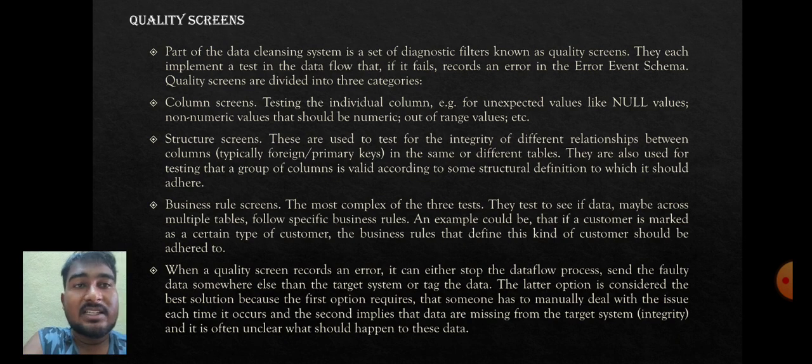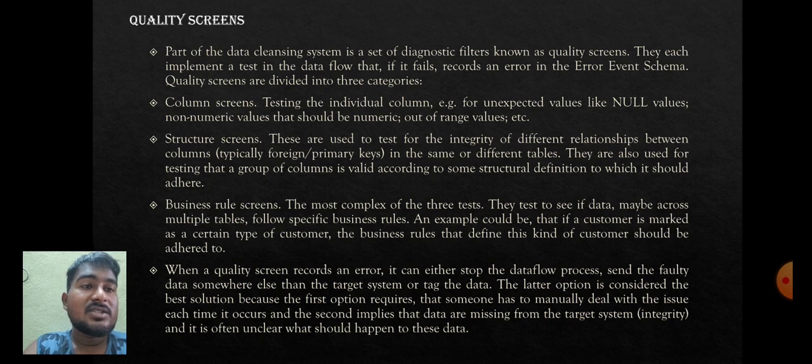Column screens are testing the individual column. Example: for unexpected values like null values, non-numeric values that should be numeric, out of range values, etc. Structure screens: these are used to test for the integrity of different relationships between columns, typically foreign or primary keys, in the same or different tables. They are also used for testing that a group of columns is valid according to some structural definition to which it should adhere. Business rule screens, the most complex of the three tests.